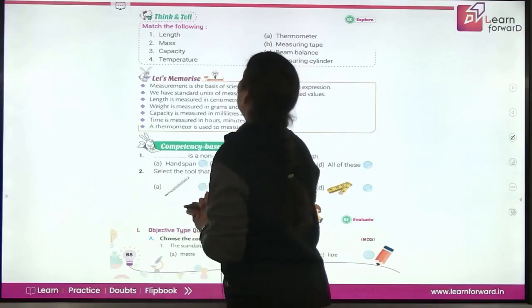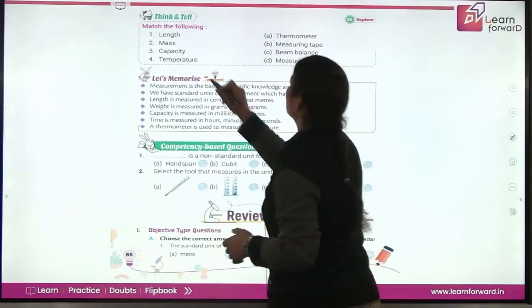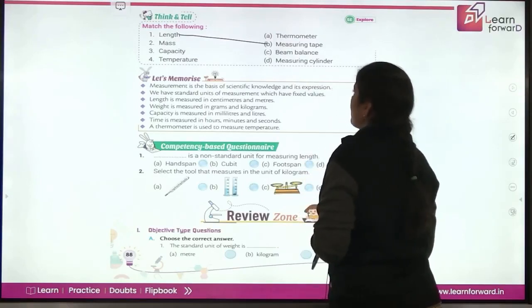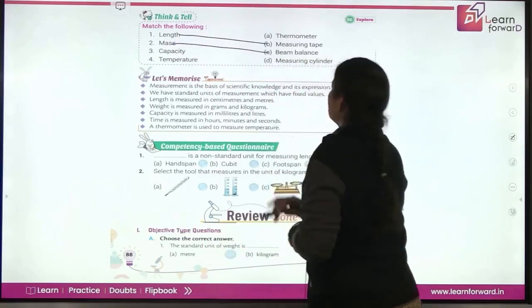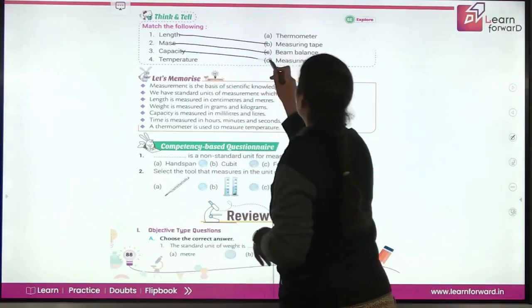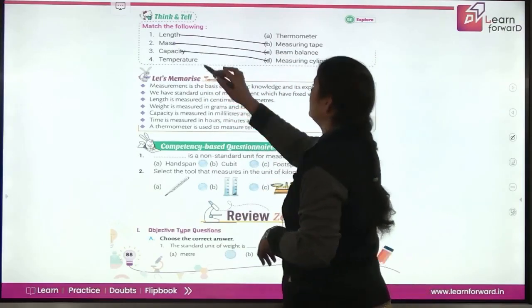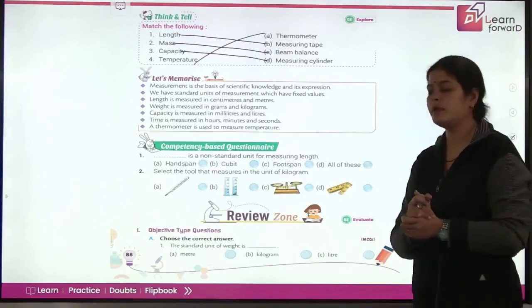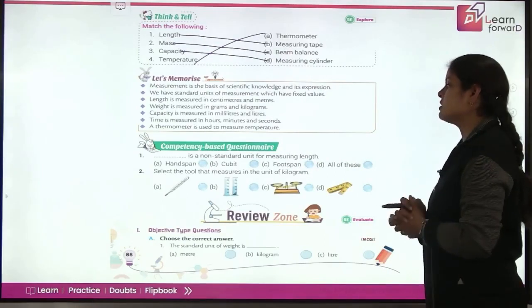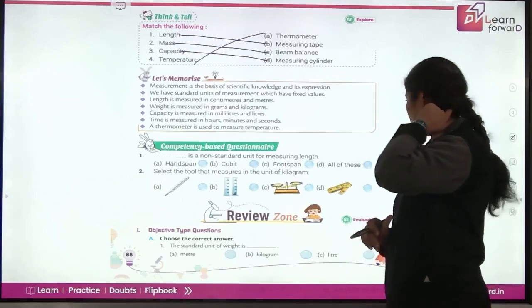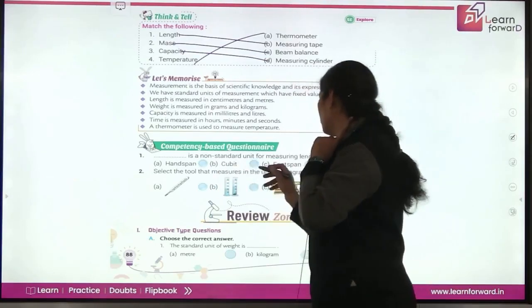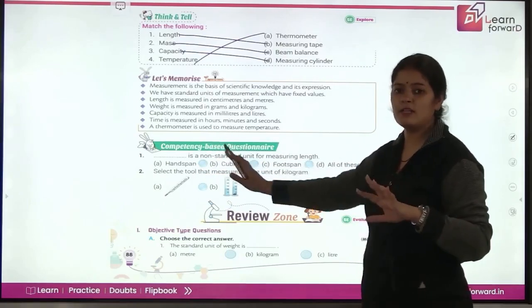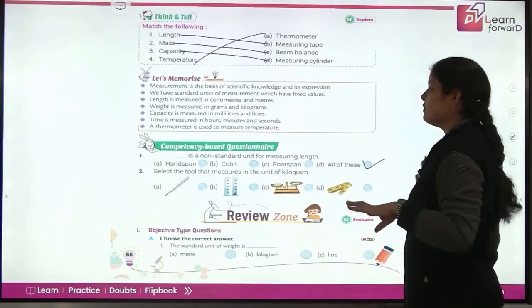Let's start. Length can be measured using a measuring tape. Mass, a beam balance. Capacity, using a measuring cylinder, and temperature by using a thermometer. Okay, so now let's start with the competency based questions. Dash is a non-standard unit for measuring length. Non-standard: handspan, cubit, footspan, all of these. I was about to just mark handspan because this was the first one, but all of these are non-standard.